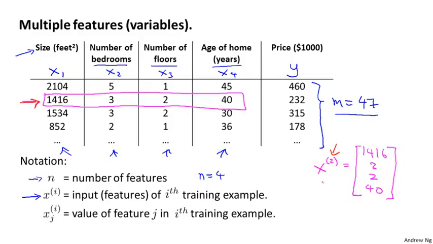With this notation, x superscript 2 is now a vector, and so I'm going to use also x superscript i subscript j to denote the value of feature number j in the ith training example. So concretely, x superscript 2 subscript 3, let's say, will refer to feature number 3 in this vector, which is equal to 2. So x superscript 2 subscript 3 is going to be equal to 2.